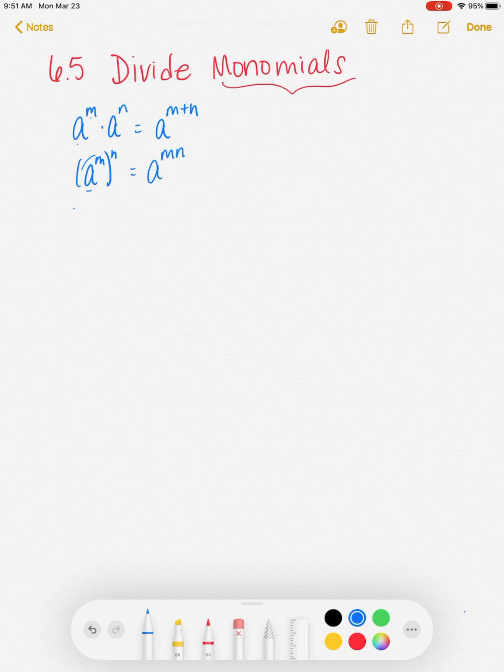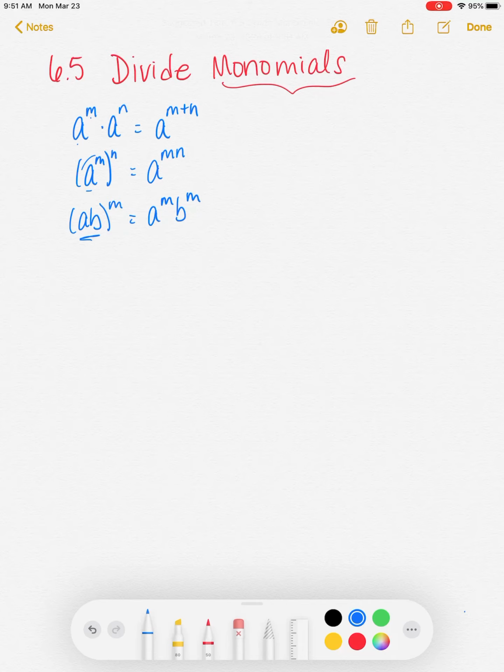Also, if we had a coefficient and a variable, or two variables, raised to the mth power, this would be the equivalent of a to the m and b to the m. So you kind of distribute that exponent there. Notice there are no pluses in there. That changes everything.